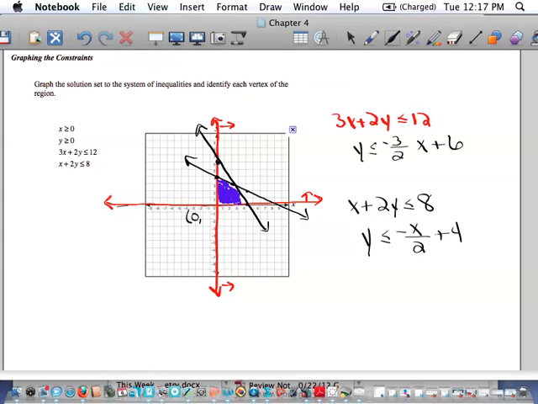I have one here at 0, 0, one at 0, 4, one at 4, 0, and then here at 2, 3. And the region in which we're going to find the system has a maximum or a minimum is going to be at these vertices, and we'll see that in just a few minutes when we take a look at maximizing and minimizing. But first, let's take a look at writing the constraints for a system.